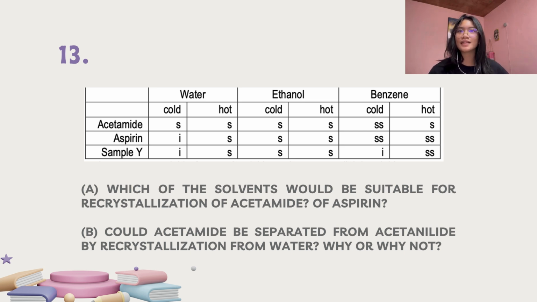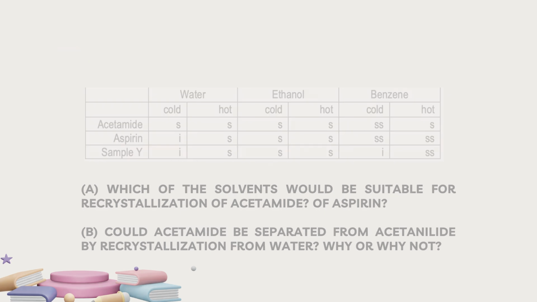Acetamide and acetanilide share comparable polarities and solubilities in water, making their separation through water recrystallization hard. Due to their similar properties, both compounds would dissolve in hot water and are likely to crystallize together upon cooling. This process would yield a mixed or impure final product rather than pure crystals of each compound.